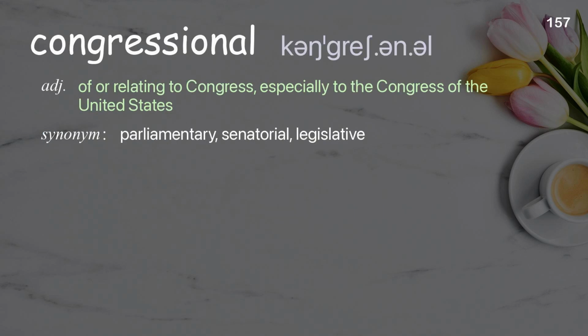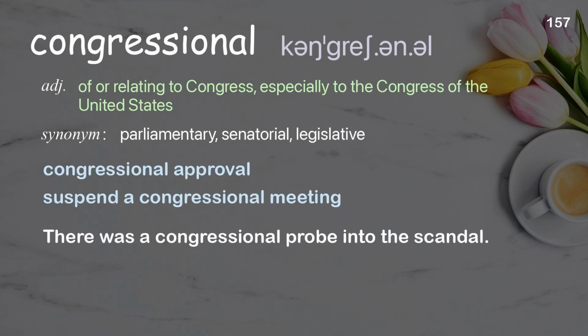Congressional: Of or relating to Congress, especially to the Congress of the United States. Examples: Congressional approval. Suspend a congressional meeting. There was a congressional probe into the scandal.